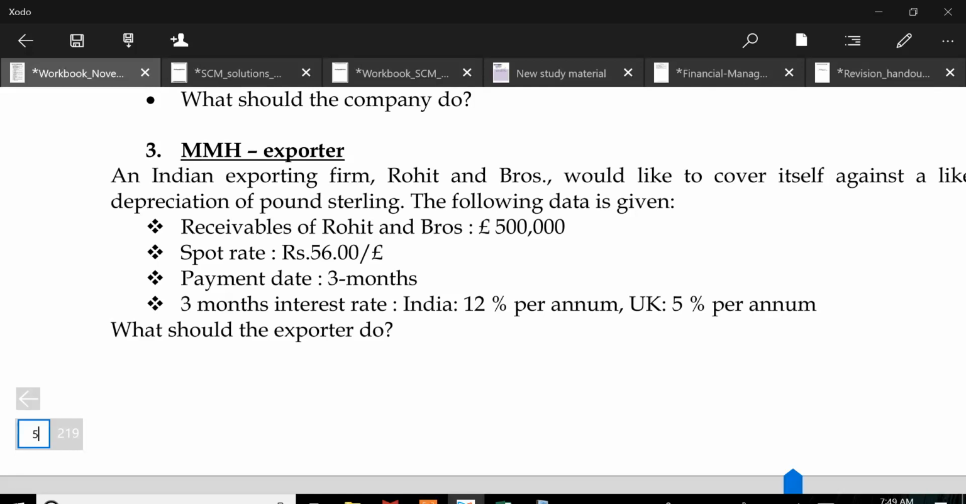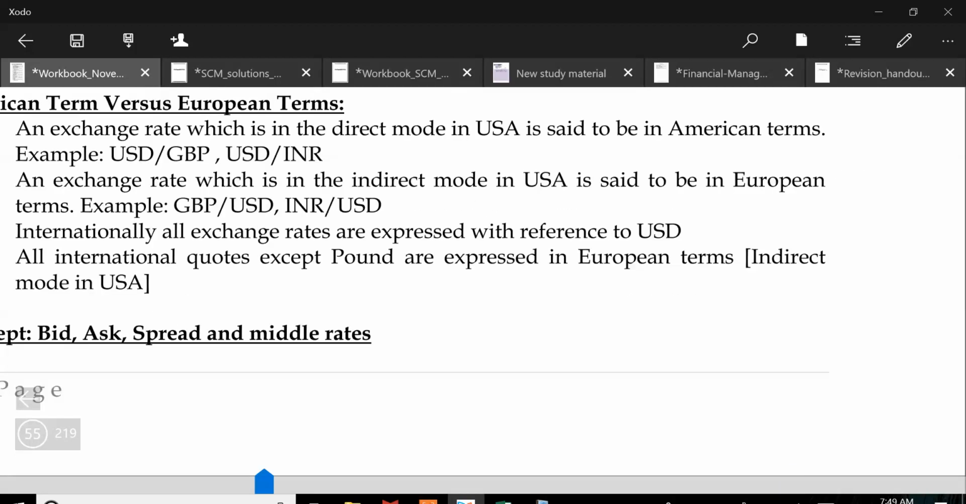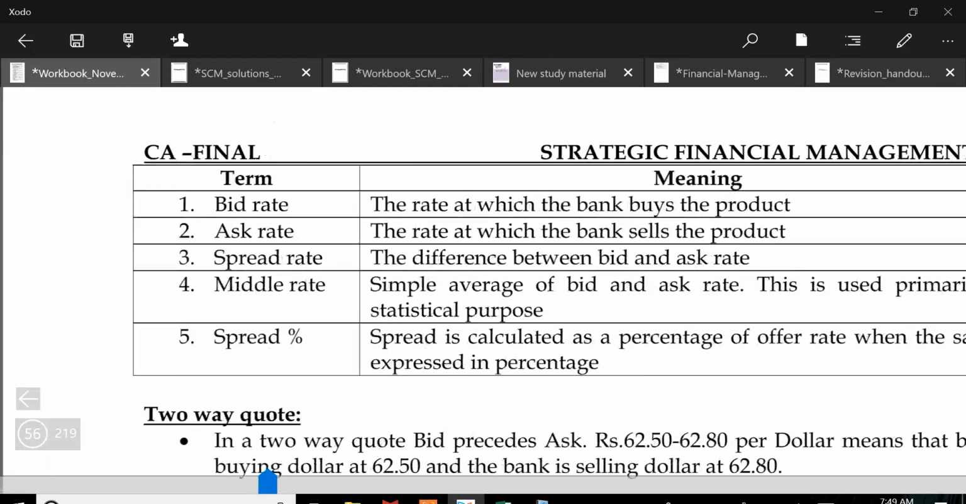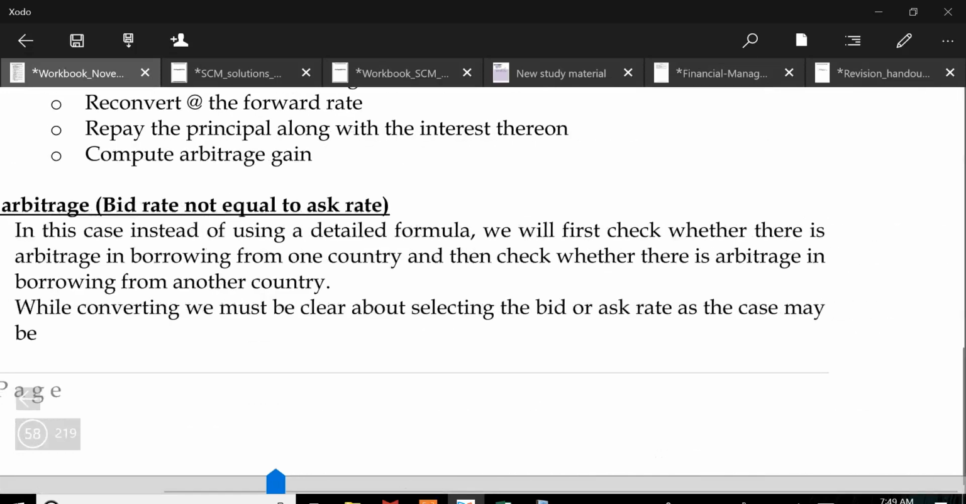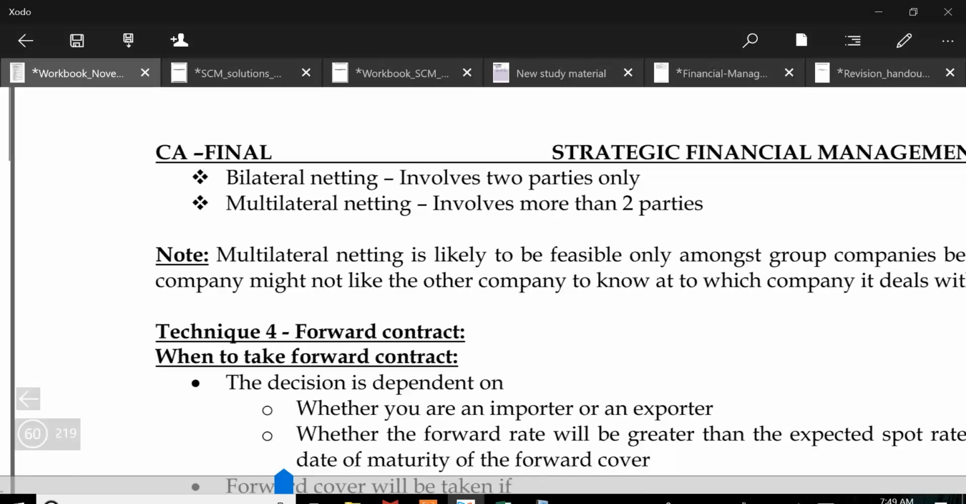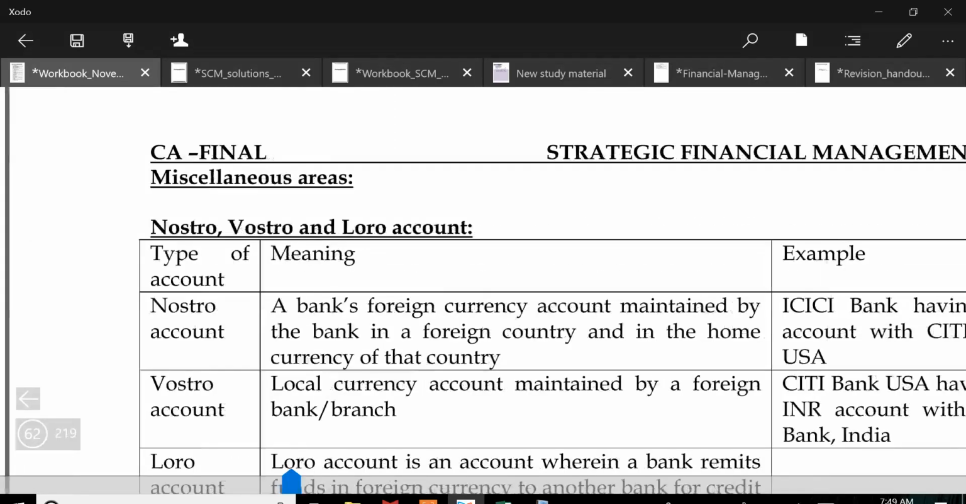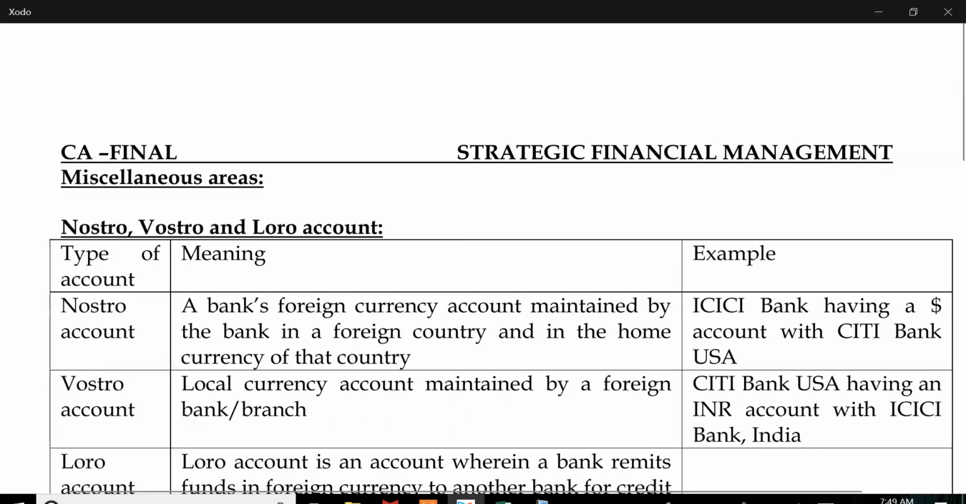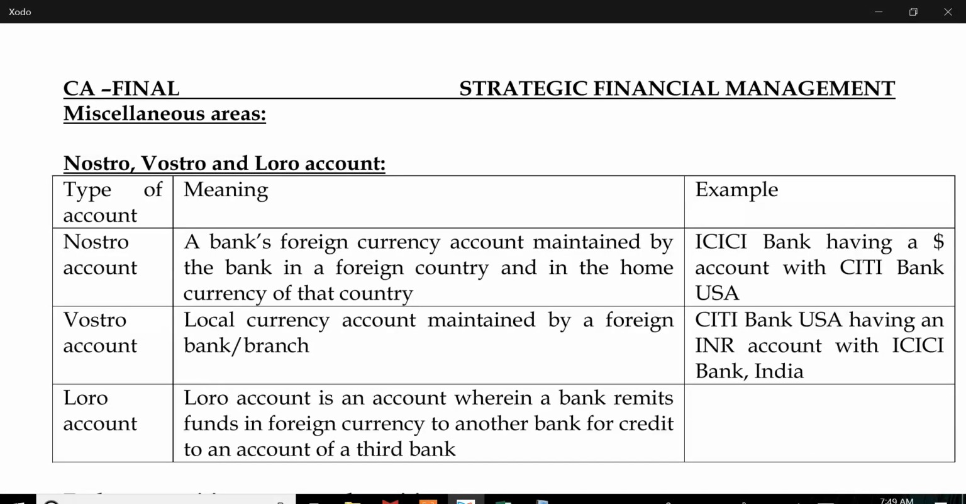This should have been the ideal. Ideally, I should have started with this. Okay, we are done with MMH. I'll move to the next area, which is a miscellaneous area called Nostro, Vostro and Loro account.